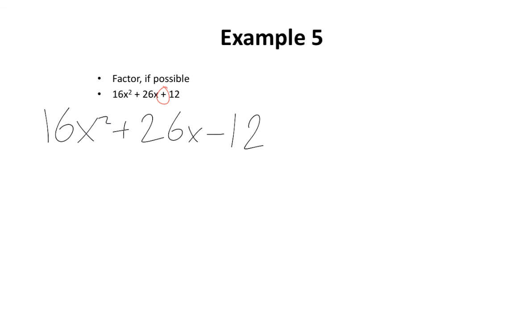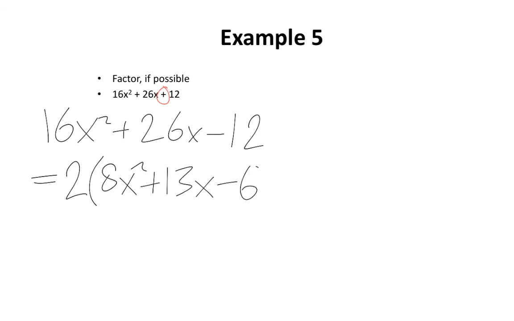begin this question. I want you to take a look at all three terms, specifically the numbers 16, 26, and 12. You need to ask yourself, what is the greatest common factor of these three numbers? Well, the greatest common factor is 2. As well, we want to see if there's any variables common between all of these three terms. There is no variable common between these three terms, therefore let's just factor out a 2. When we're factoring out a 2, all we're doing is dividing everything by 2. That becomes 8x squared, that becomes 13x, and this becomes negative 6.